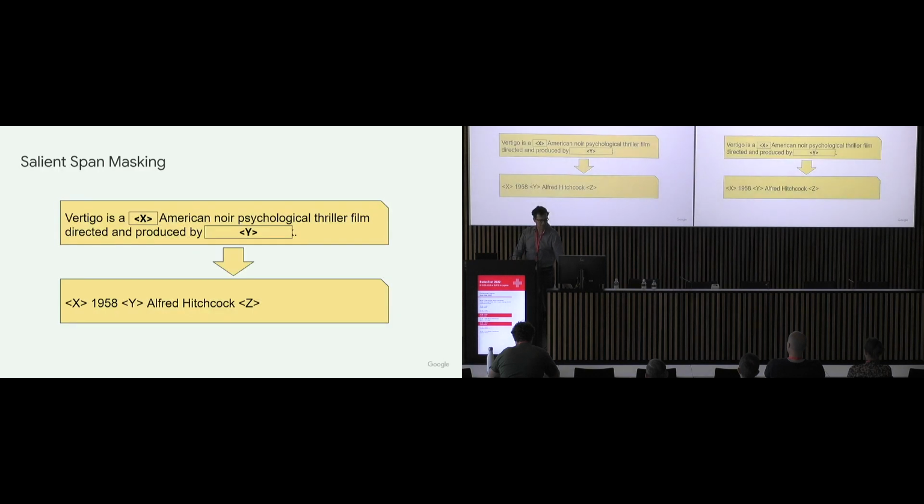So one thing that they tried as an improvement is what is called salient span masking. In the example I presented at the beginning of the talk, I said that the spans that are removed with this unsupervised pre-training objective were random, but they don't have to be. In salient span masking, you want the model to memorize a fact, so you go and you mask out exactly what you want the model to memorize.